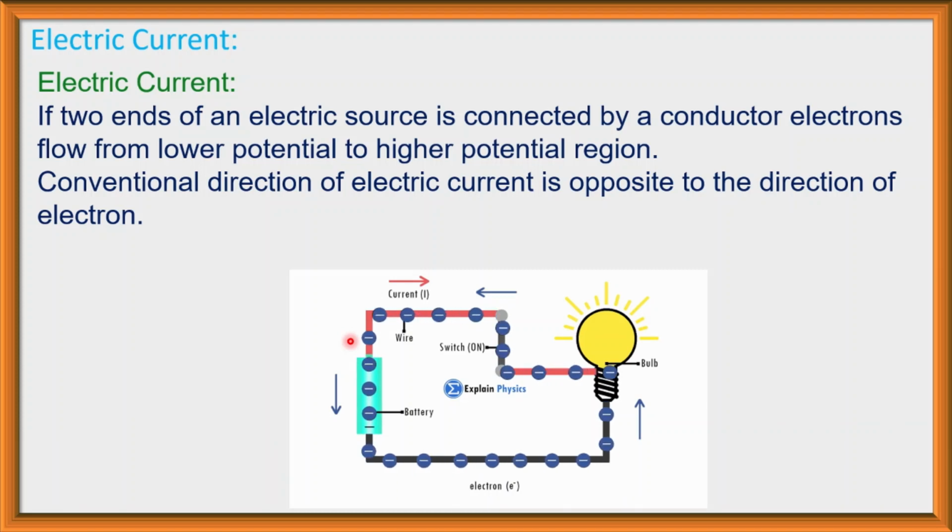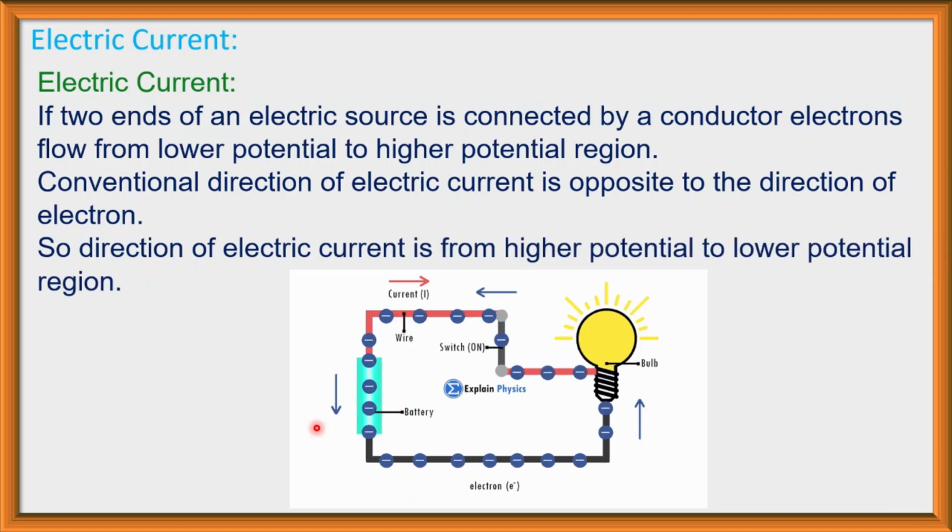But direction of electric current is from higher potential to lower potential. This is the direction of electrons, but this is the direction of electric current. That means you will remember it, the direction of electric current is opposite to the direction of flow of electrons. So direction of electric current is from higher potential to lower potential region.